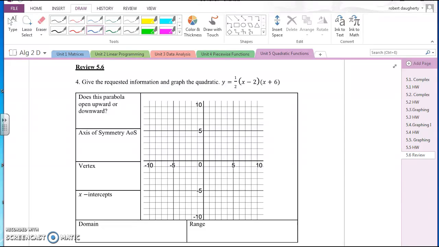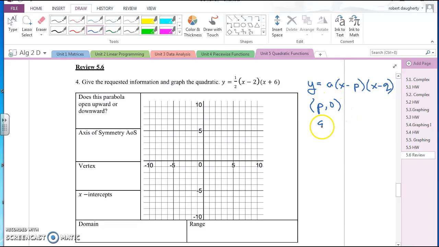Okay, page 3 of our review. Continuing on, let's take a look. We are asked to graph. So again, when you look at this particular one, you know that that is intercept form. So y is equal to a, x minus p, x minus q. That is intercept form. I know my intercepts are going to be what?